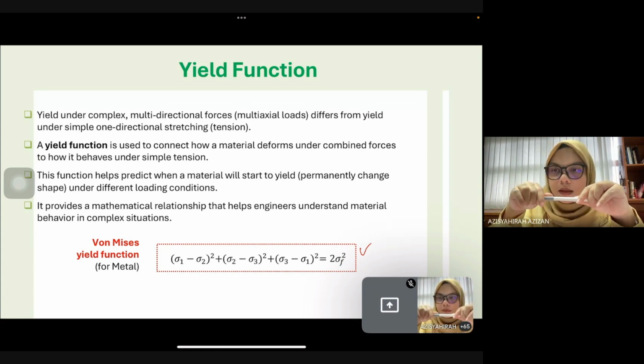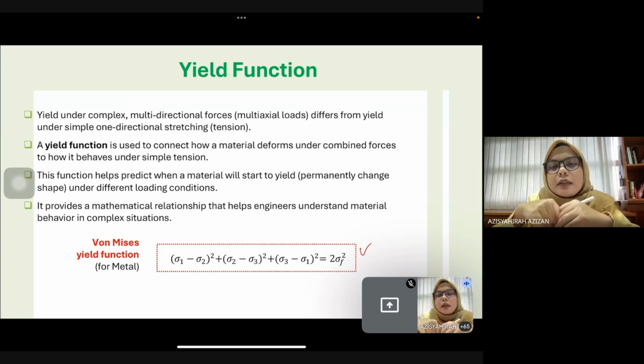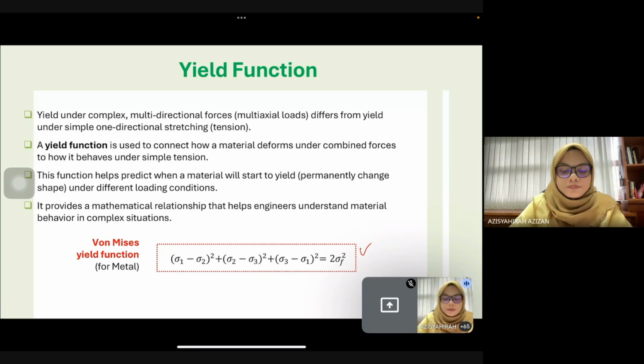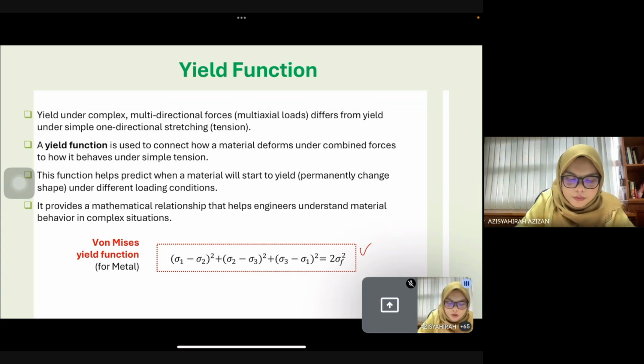So it is a formula that gives us a clear picture of when and how the material might start to give up under various combined stresses. Here we have the von Mises yield function. Von Mises is for metal, and we have sigma 1, sigma 2, and sigma 3. This sigma is the principal stress.